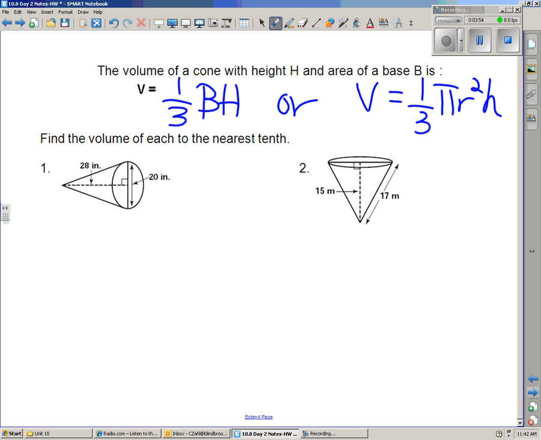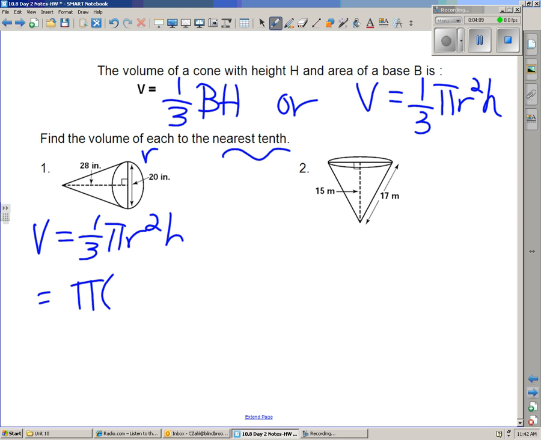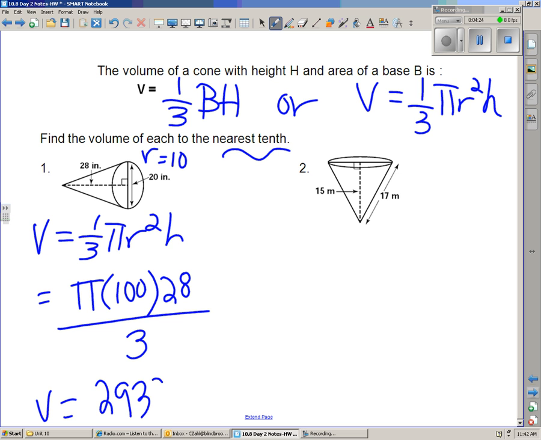So find the volume of each to the nearest tenth. You're definitely going to need your calculators. So what happens here is volume equals 1/3 pi r squared h. I'm going to divide it all by 3, so I'm going to put in pi. The radius happens to be 10, so it's going to be times 100 because 10 squared is 100. The height is 28. That whole thing divided by 3. When you do that on your calculator and you round to the nearest tenth, you get 2,932.3. It is volume, so you're at inches cubed.